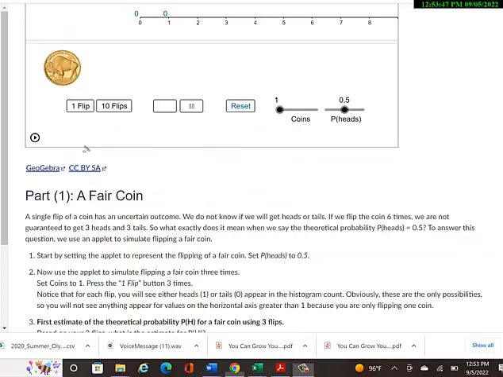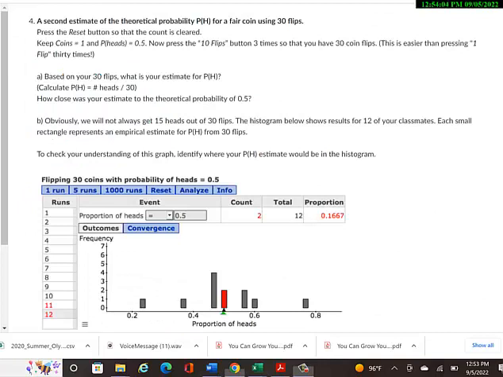And the 10 flips button is here. Press that 3 times. You could, if you wanted to, press 1 flip 30 times, but that would be kind of silly. A second estimate of the theoretical probability for a fair coin using 30 flips. We did that.